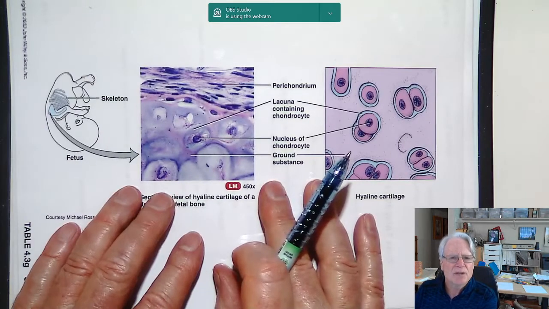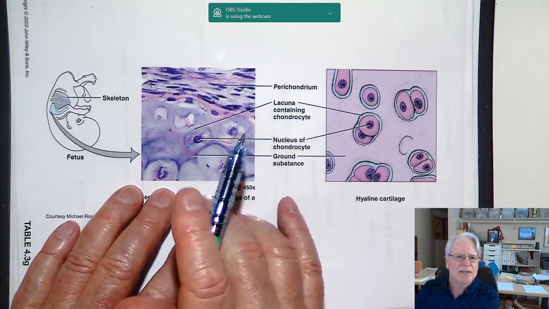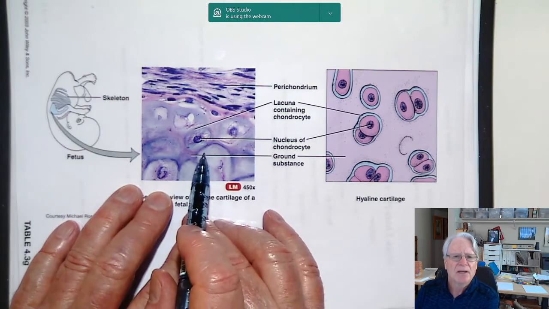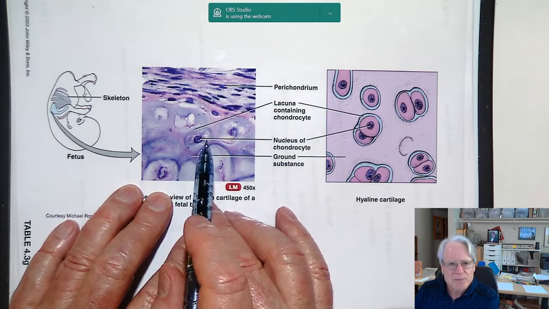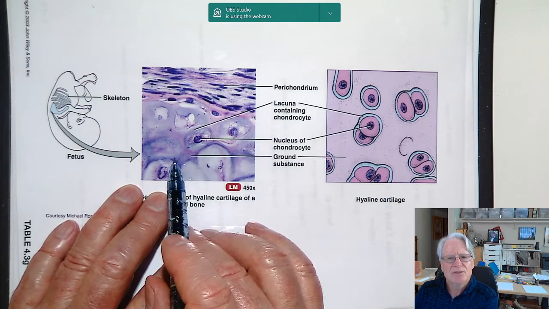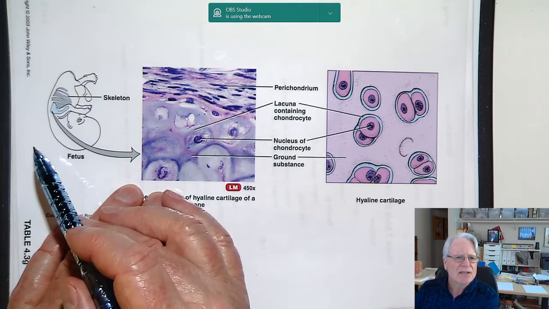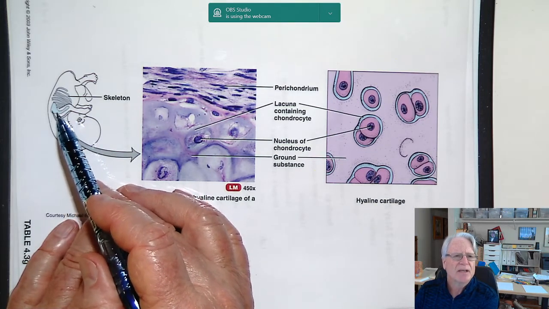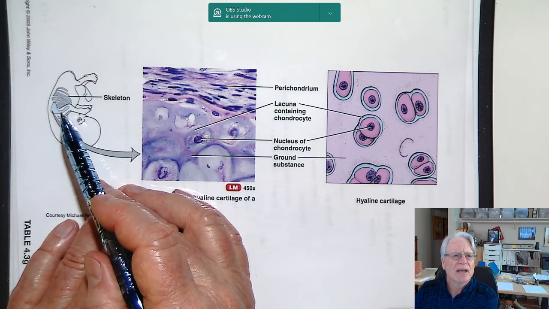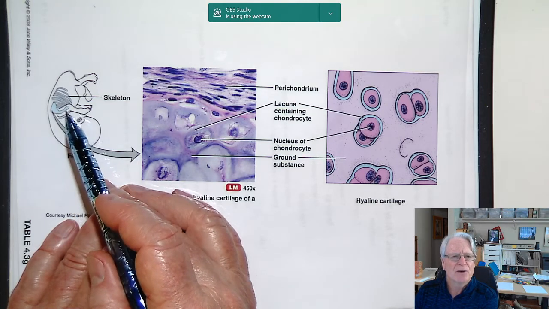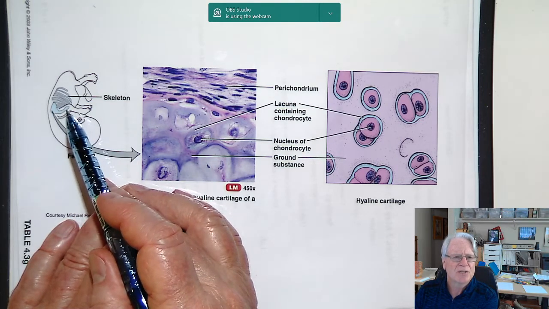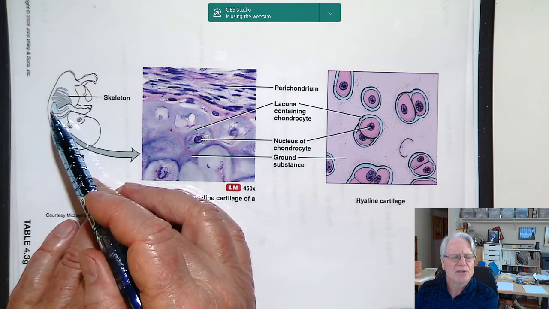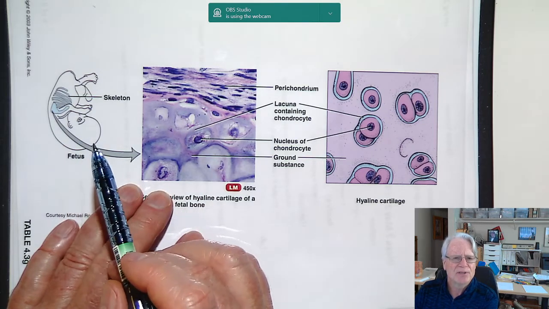The ends of long bones, there's a number of places that we find hyaline cartilage in abundance. The ribs are connected to the sternum using hyaline cartilage. In this case, they're using the fetus because there are many bones in the body that begin, in terms of their development, as a cartilage model, and then that cartilage model is replaced by actual bone tissue. And so that's why they're using that as a particular example.